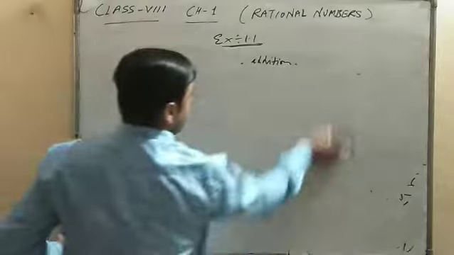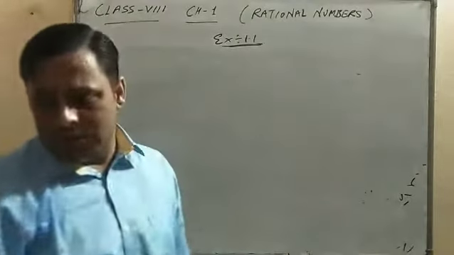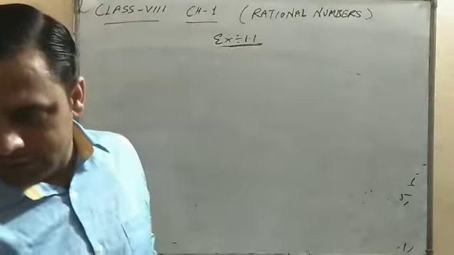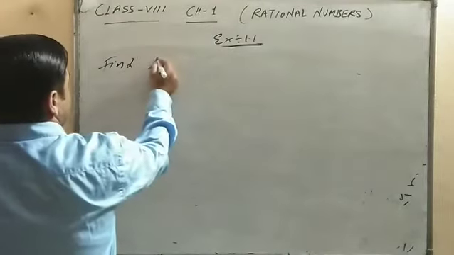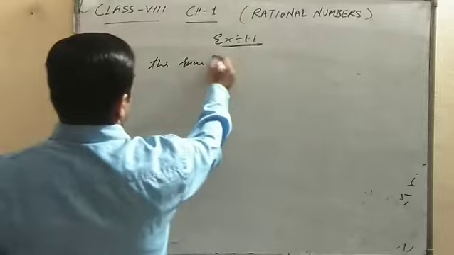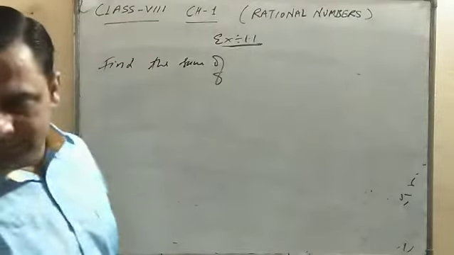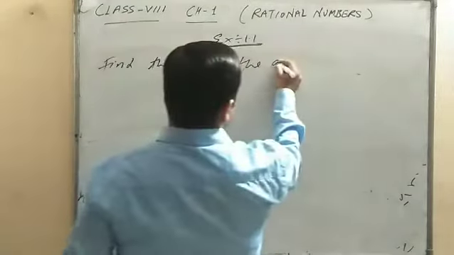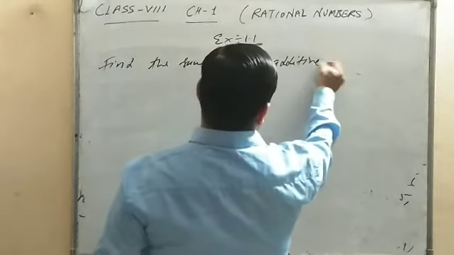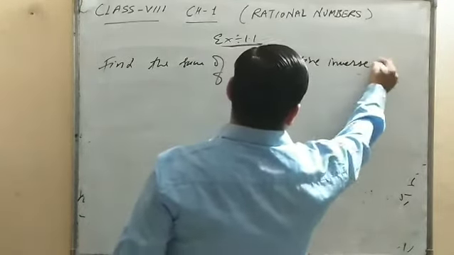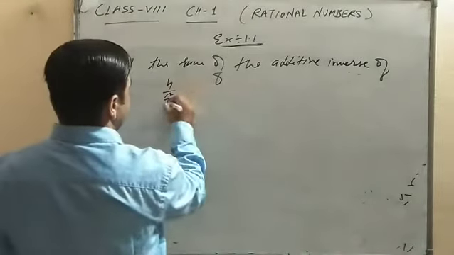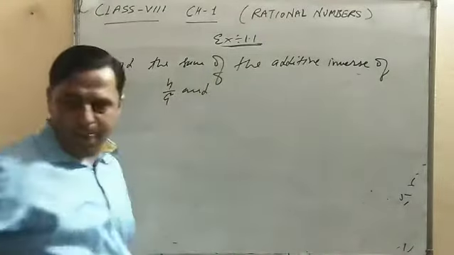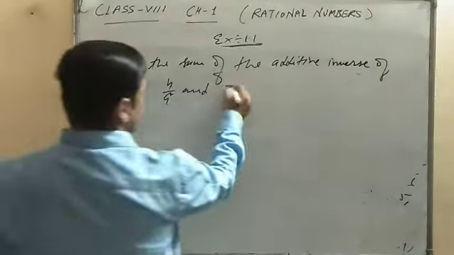So in exercise 1.1, the last question: find the sum of the additive inverse of 4 upon 9 and minus 2 upon 3.